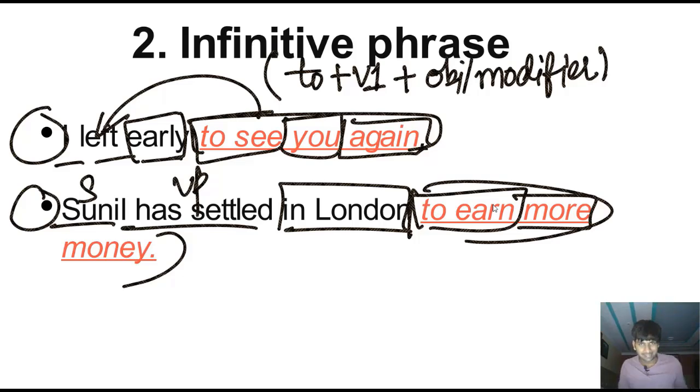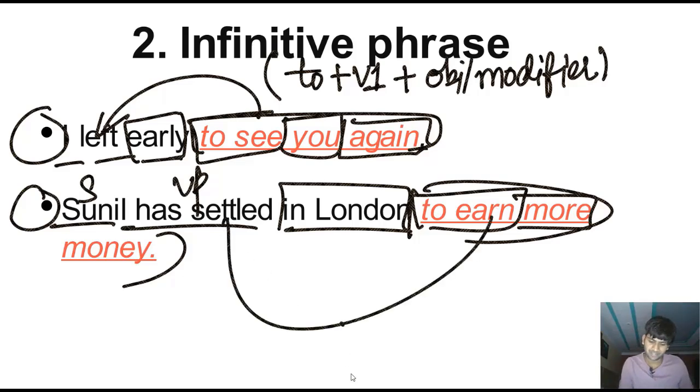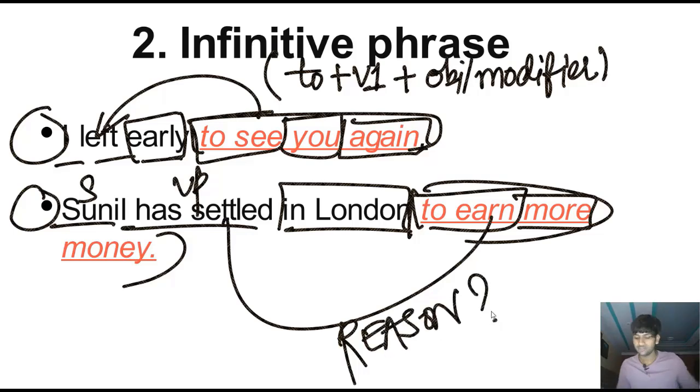Sunil has settled in London. Why? Why has he done that? To earn more money. So this is modifying the verb settled and talking about the reason. Why has he settled in London? The reason is to earn more money, right? So infinitive phrases can function as an adverb. When they do, we call them adverbial phrases because they function as an adverb.